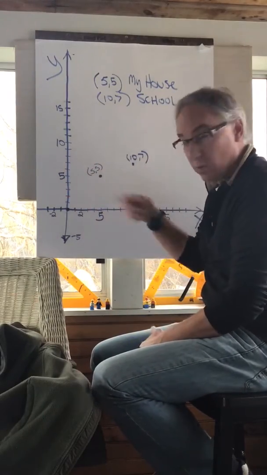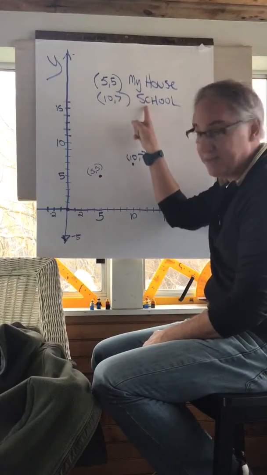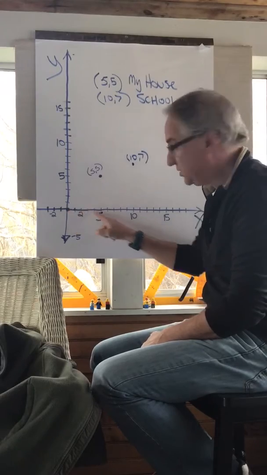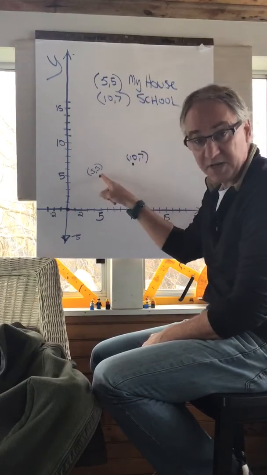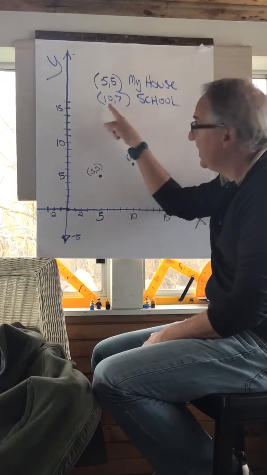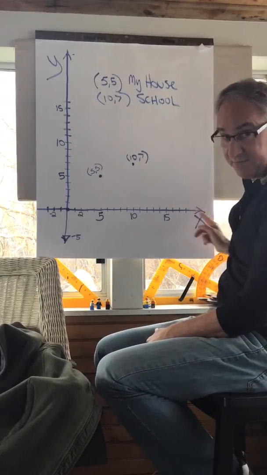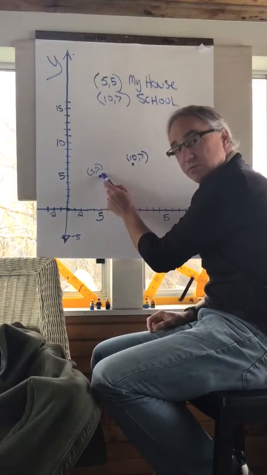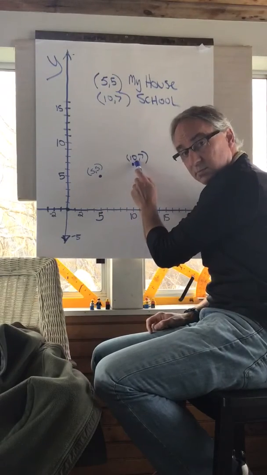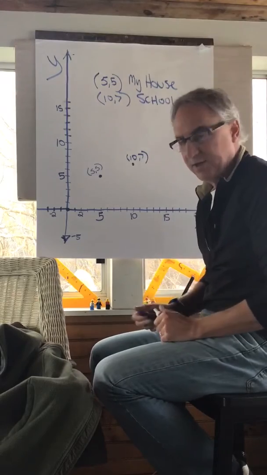Now, for what you're going to do first today is you're going to be given some points to plot, but they're going to be places. So if you can imagine point 5, 5 is my house. You can even draw a little house on the box if you want. Point 10, 7, ordered pair 10, 7, X is first, Y, 10, 7 is school. So here's my house, and here's school. And we're going to start trying to figure out the quickest way to get places in a grid system.